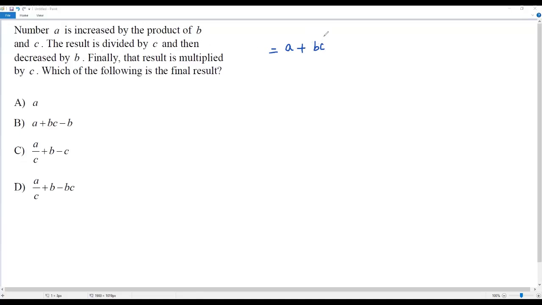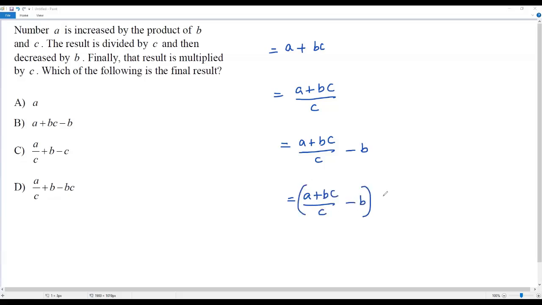Now this result has to be divided by C. Okay, now let me do the next step. That is A plus BC is divided by C. Now I have to decrease this result by B. So in my next step, I have to subtract B from this result, because this result has to be decreased by B according to the third step. The final step, I have to multiply the result by C. So the complete result has to be multiplied by C. So there is A plus BC over C minus B, times C.